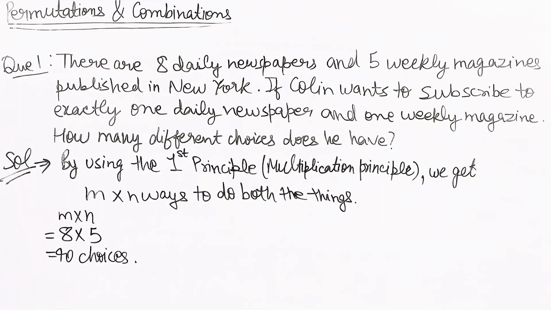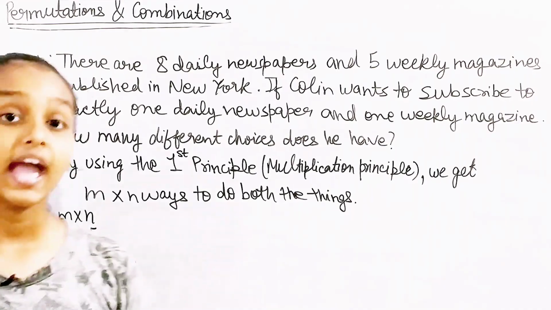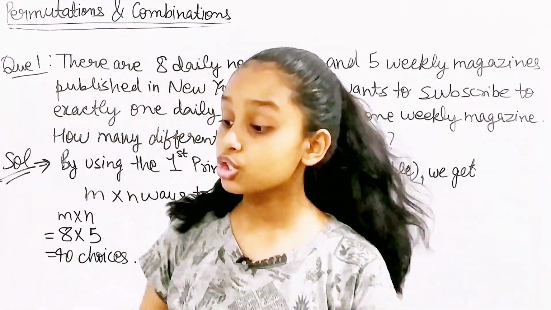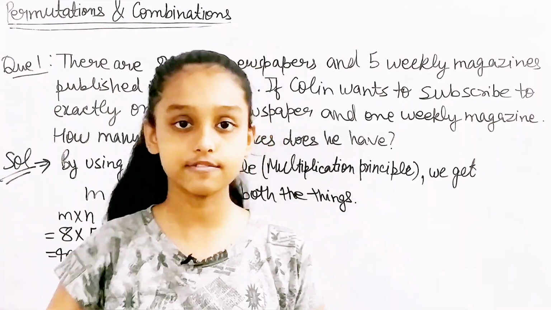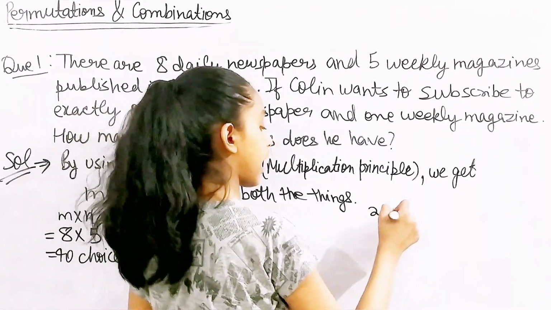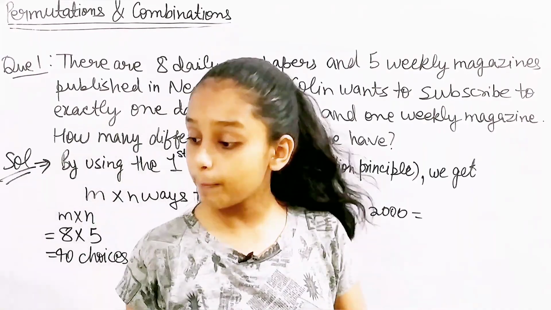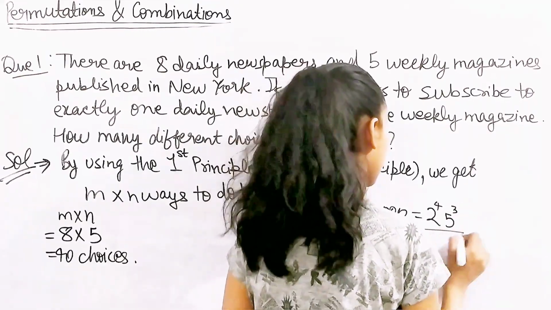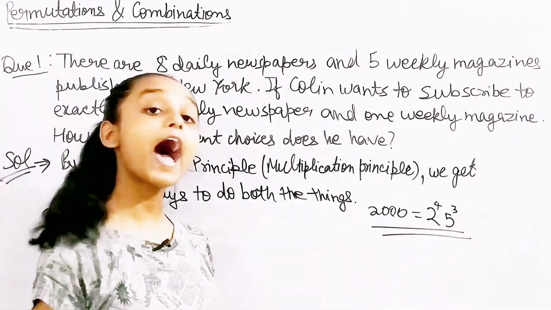So let's take a small example again. How many positive divisors does 2000, which is equal to 2 to the power 4 into 5 to the power 3, have? Okay, how are we doing this question? Let me write this. So positive divisors, and just saying that 2000 is equal to 2 to the power 4 into 5 to the power 3. How many positive divisors does this have?